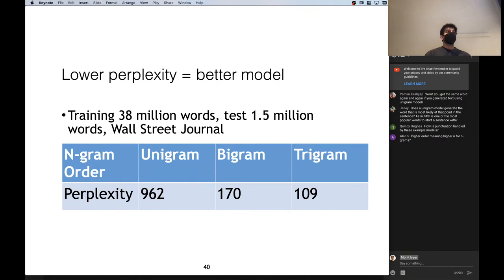So again, if you didn't remember anything that I just said: if you have a lower perplexity, you have a better model. That's the takeaway of the evaluation metric. Lower perplexity on the test set corresponds to higher probability of the test set. Here, someone trained a language model on 38 million words from the Wall Street Journal. They tested it on 1.5 million words from held-out articles, so the model never saw those articles. A unigram model had a perplexity of 962, a bigram model 170, and a trigram model 109. The perplexities are getting lower and lower, indicating that the trigram model is doing a better job than the unigram or bigram models at measuring the probability of this test set.